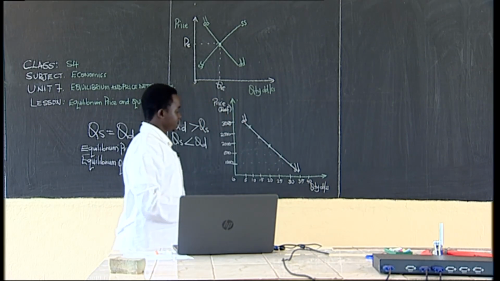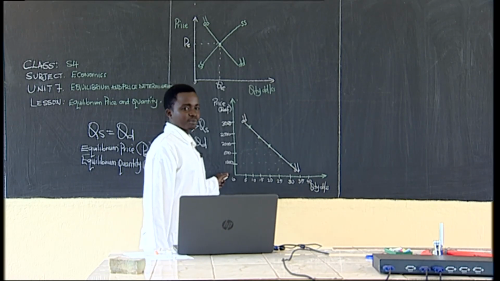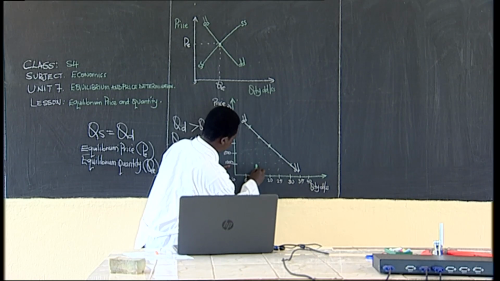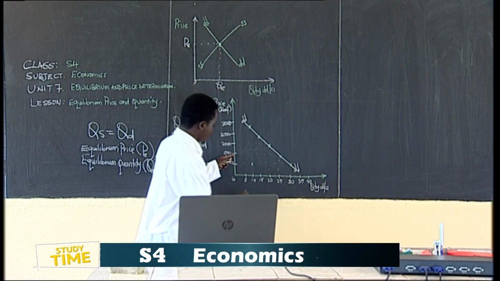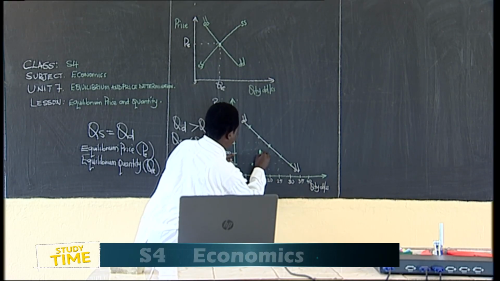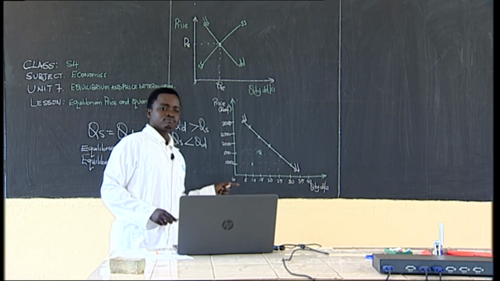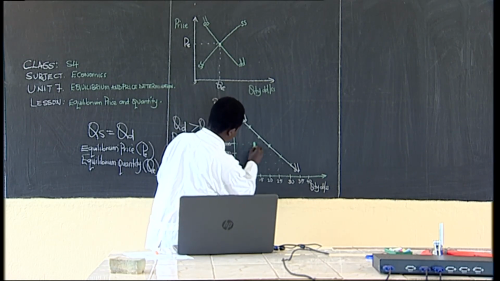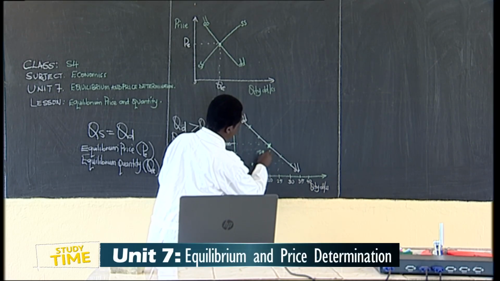Then from there, we plot price with quantity supplied. At 1,000, they supplied 10. So you can try to estimate somewhere here. Then at 1,500, they supplied 15. Then at 2,000, they supplied 20. So you can check where they are trying to meet.